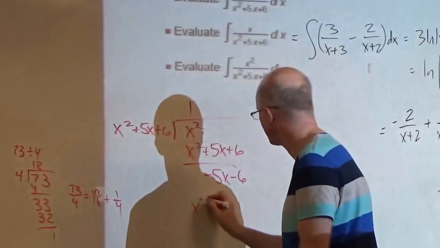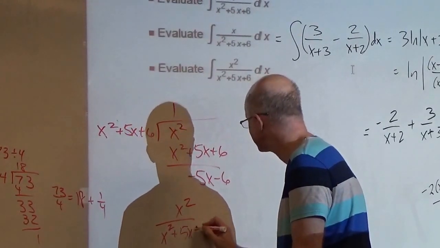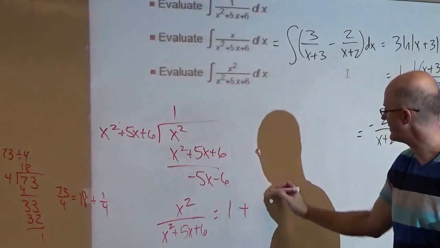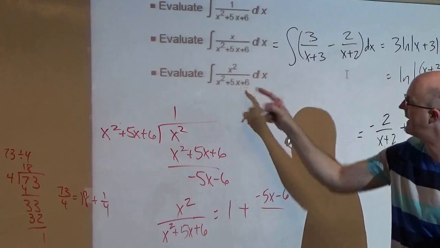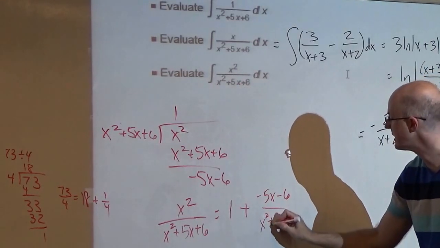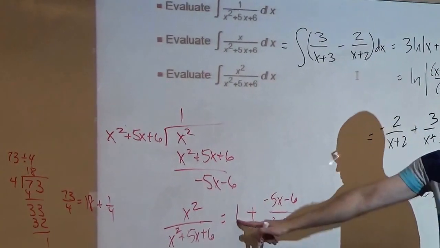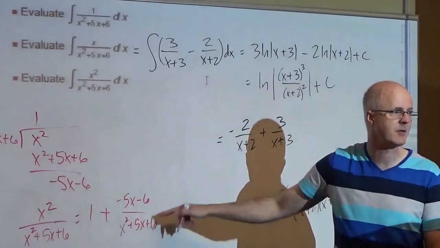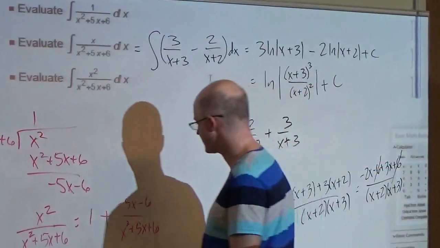What this means is the original fraction, x squared over x squared plus 5x plus 6, is the quotient 1 plus the remainder, negative 5x minus 6, over the original thing you were dividing by, x squared plus 5x plus 6. Integrating 1's easy. Integrating that involves partial fractions now. The numerator has a lower degree than the denominator, so we can now use partial fractions on that part.